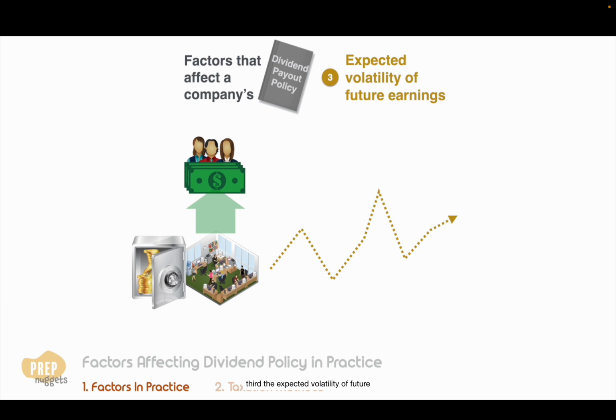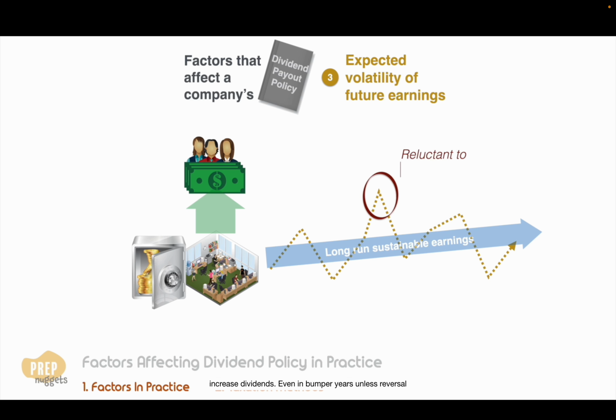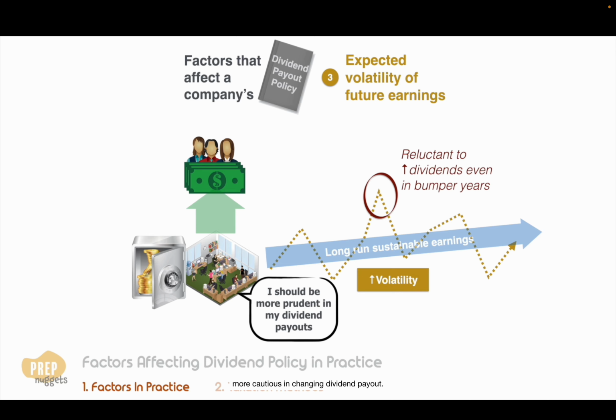Third, the expected volatility of future earnings. Firms tie their target payout ratio to long-run sustainable earnings, so they're reluctant to increase dividends even in bumper years, unless reversal is not expected in the near future. Hence, when earnings are volatile, firms are more cautious in changing dividend payout.